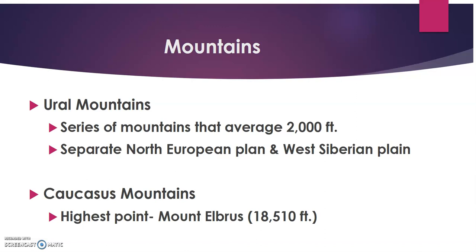Now on to the physical features. Throughout Russia, you have the Ural Mountains and the Caucasus Mountains. Ural Mountains are a series of mountains that stand about 2,000 feet. Now, this set of mountains are unique because they separate Northern European plains from the Western Siberian plains. Now, the Caucasus Mountain has the highest point, which is Mount Elbrus, which is 18,510 feet.